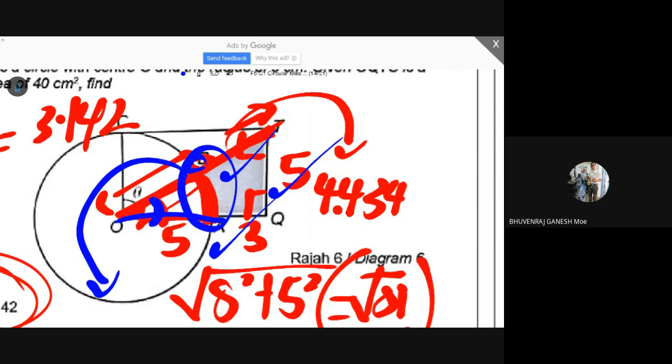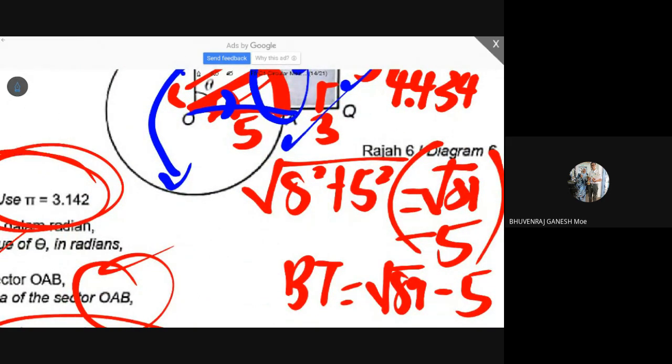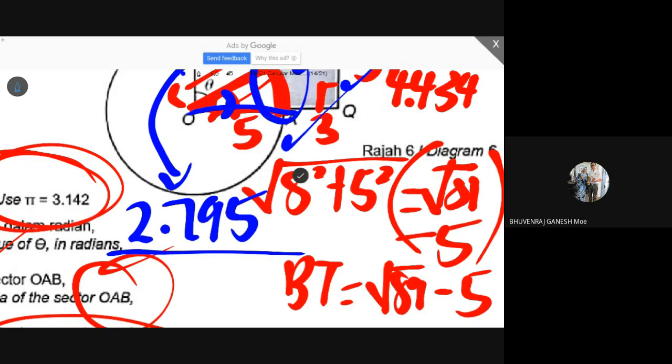Length of arc AB. Beri jawapan kepada 4 tempat perpuluhan. 4 decimal places I want. Okay lah, can lah. My calculator 2.793, still can. 0.002 tak banyak. Okay, so 2.795 or 2.793 also can. Okay, so ini adalah jawapan bagi panjang lengkok AB, the length of arc AB.